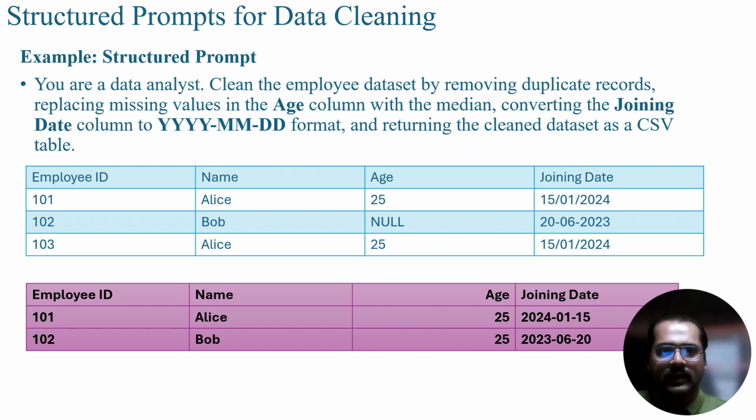So this is the structure. You are a data analyst, clean the employee dataset by removing duplicate records, replacing the missing values in the age column with the median, converting the joining date column to this format, and return the clean dataset as a CSV table. After this, in the output of the prompt the duplicate values have been removed and the missing value, which is null, is replaced with the median. So this is a structured prompt for data cleaning.